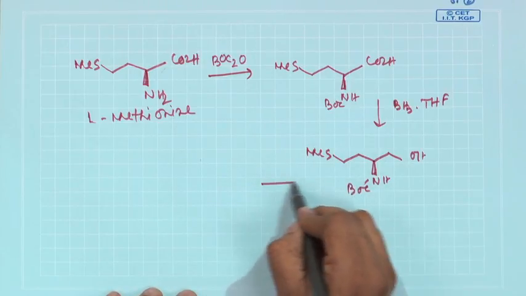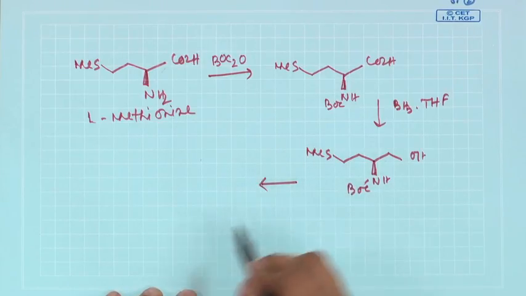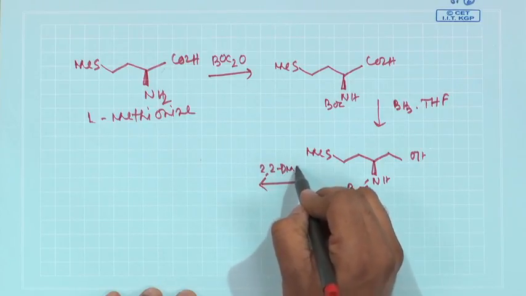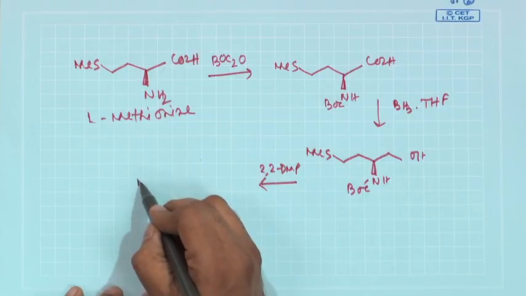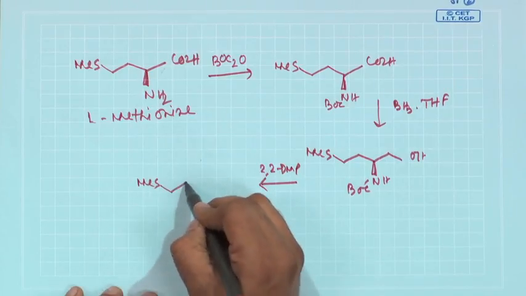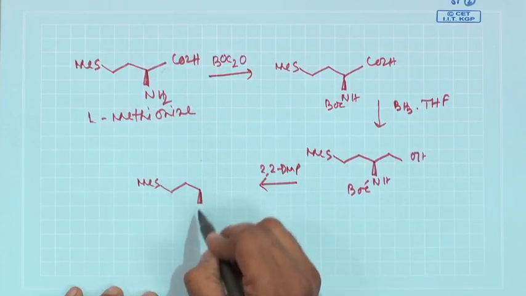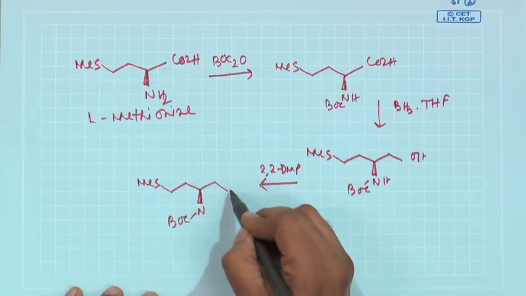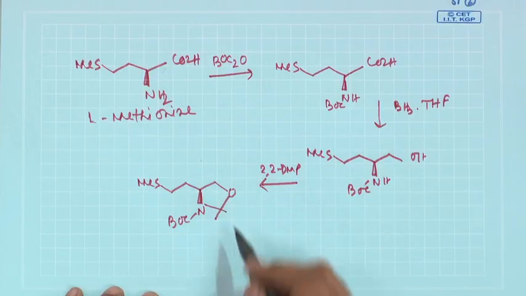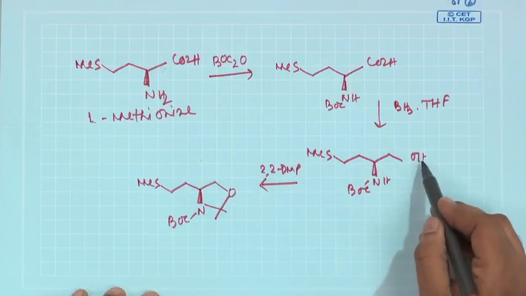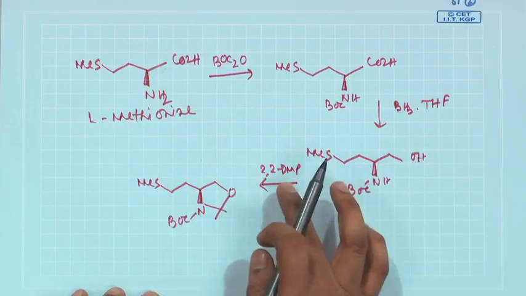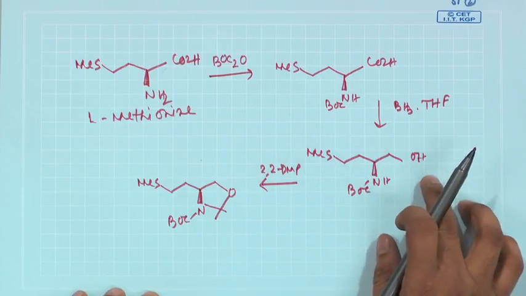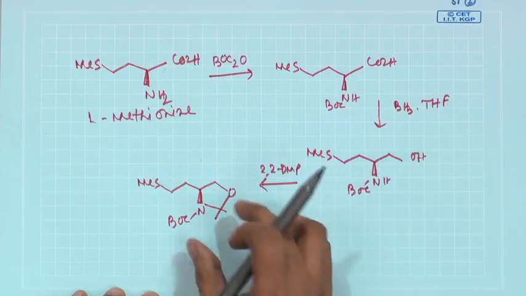Now, this primary alcohol will now be protected as an acetonide with 2,2-DMP, the same way as in Boc and these things. Now, in the earlier case, L-serine already had a hydroxy group on the left-hand side. Here, the hydroxy group we are creating is on the right-hand side, to close the ring.